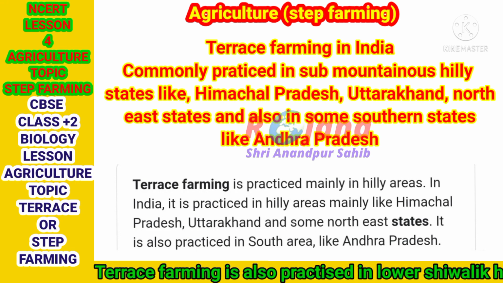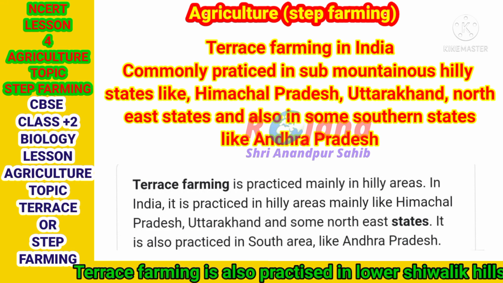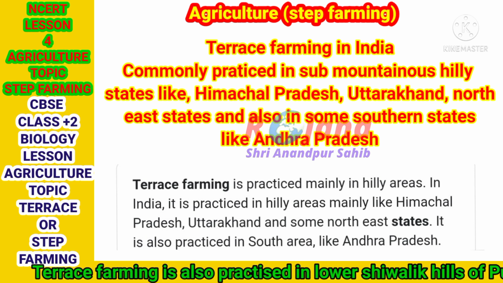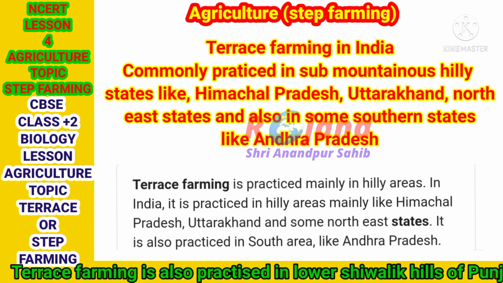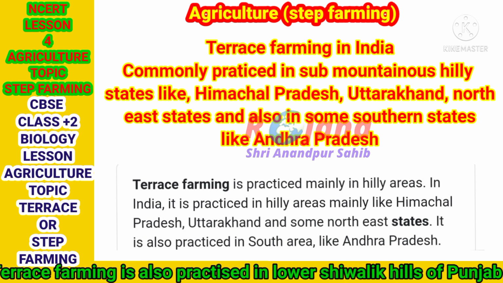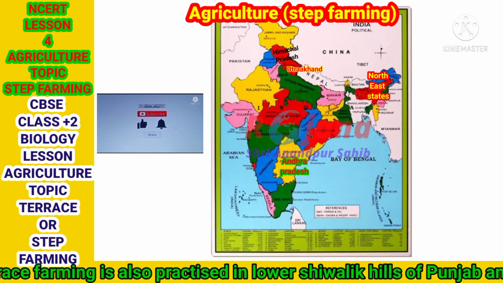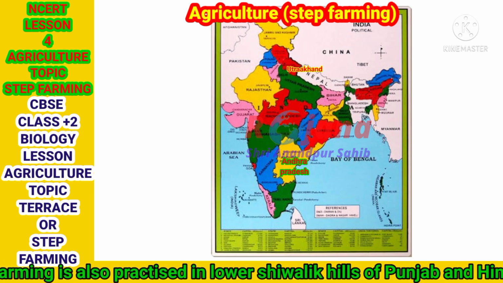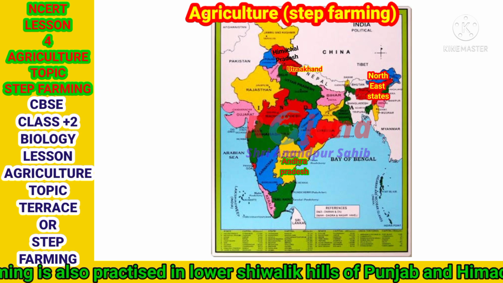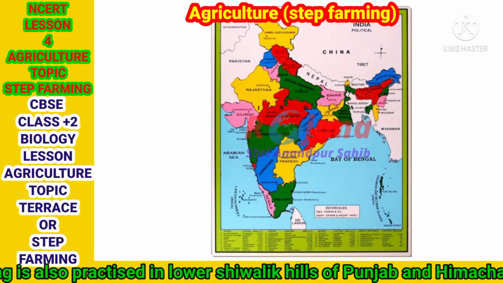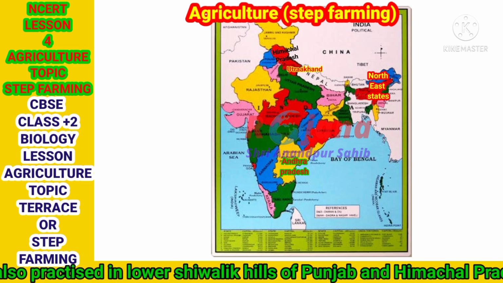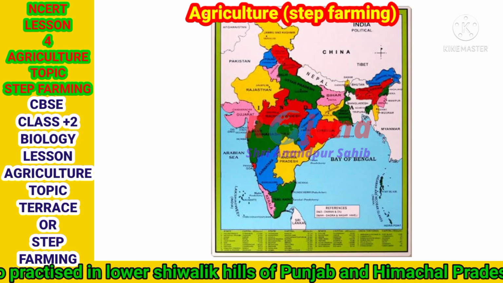Terrace farming in India is commonly practiced in some mountainous hilly states like Himachal Pradesh, Uttarakhand, the northeast states, and also in some southern states. Terrace farming is practiced mainly, as you can see on the map of India, in Himachal Pradesh, Uttarakhand, the northeastern states, and Andhra Pradesh. That is blinking on the map. You can clearly watch it.